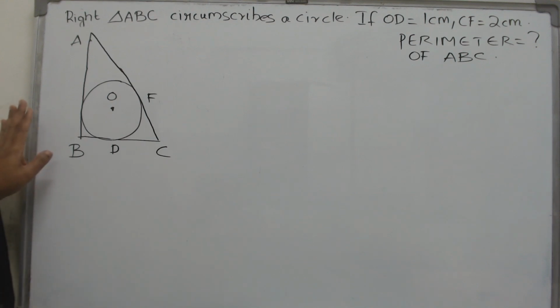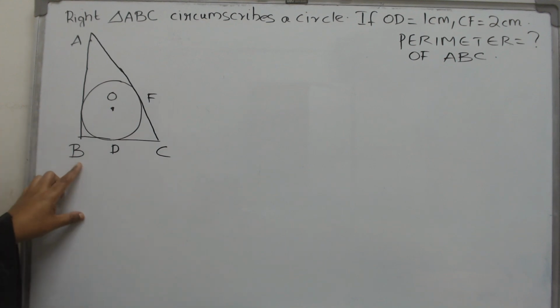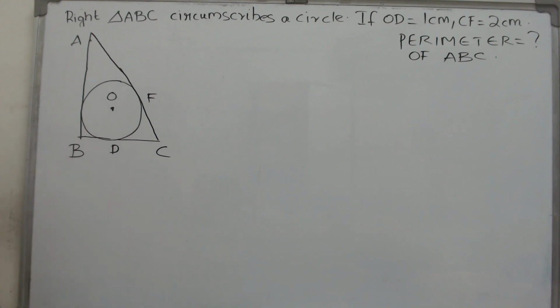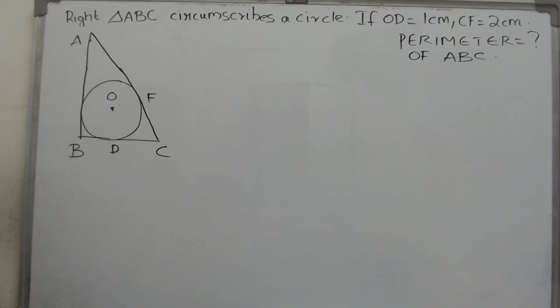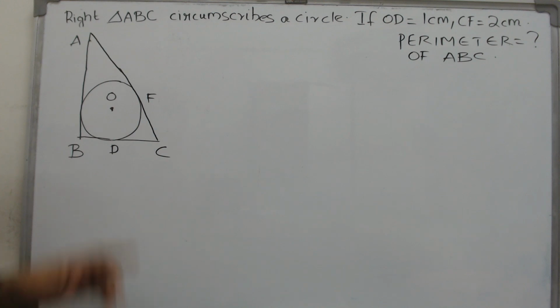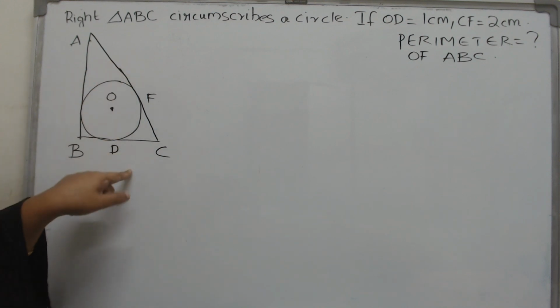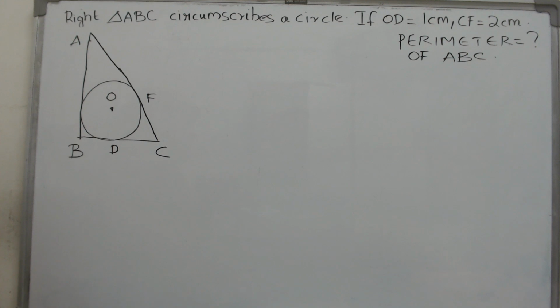Here we are given a triangle ABC right angled at the vertex B, and we need to find the perimeter of the triangle ABC, or in other words the sum of the sides of this triangle, which means we need to find the measure of all the three sides. Now what is the information given?